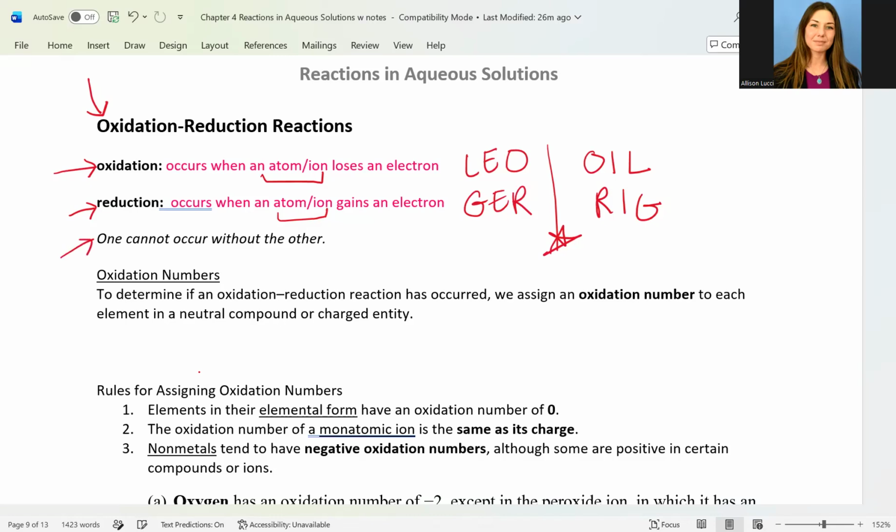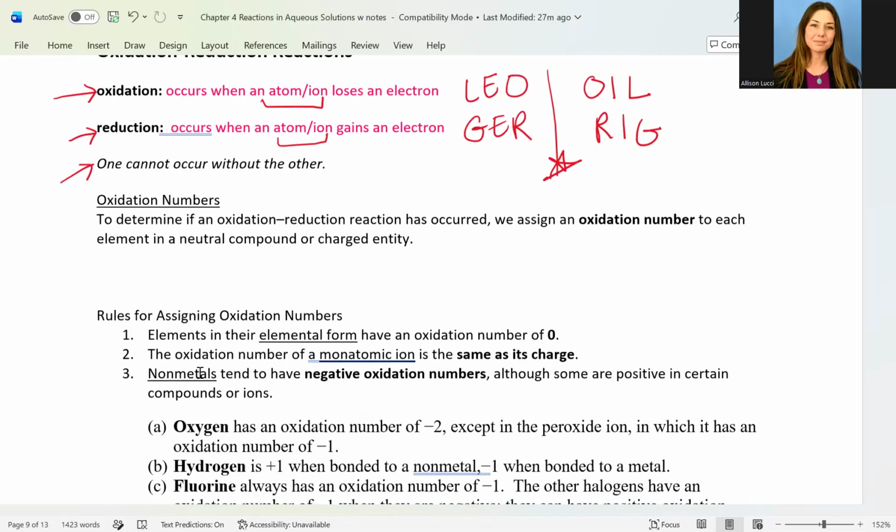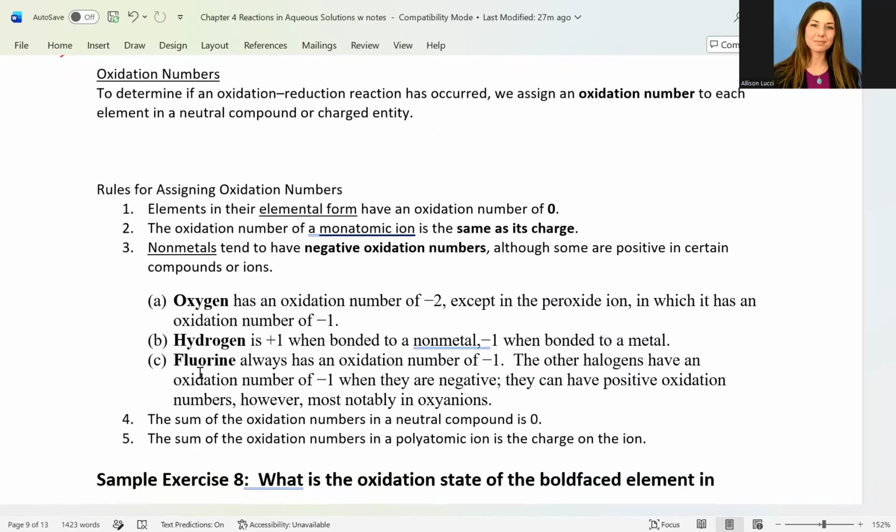And you should also note that one cannot occur without the other. So whenever we see oxidation happening, we have to assume that reduction is also happening. So how do we know if oxidation or reduction occurs? We assign what are called oxidation numbers to the species, the reactants and the products that we're taking a look at. And these oxidation numbers, we have rules for how we assign them.